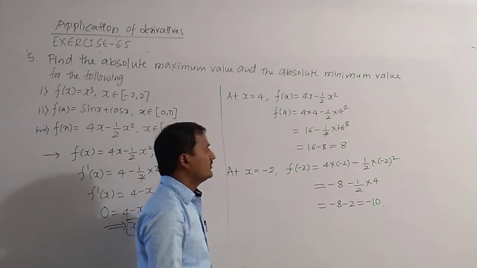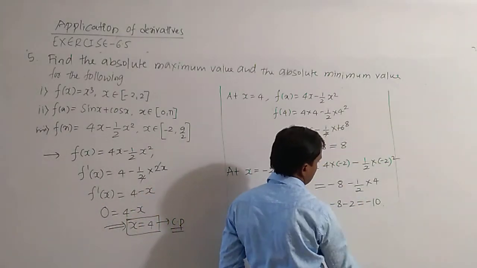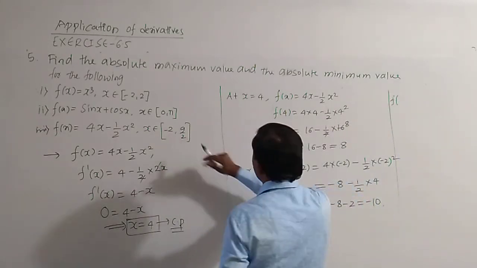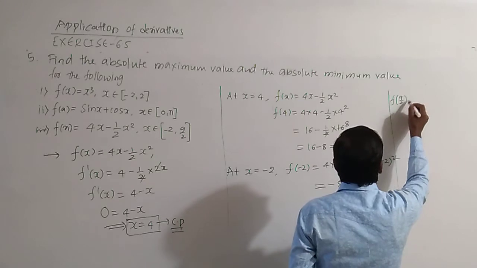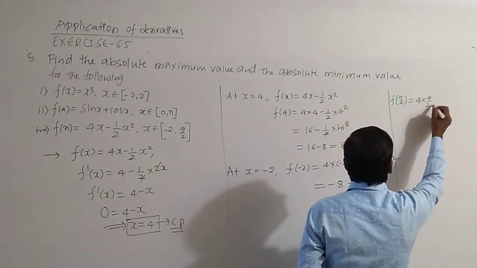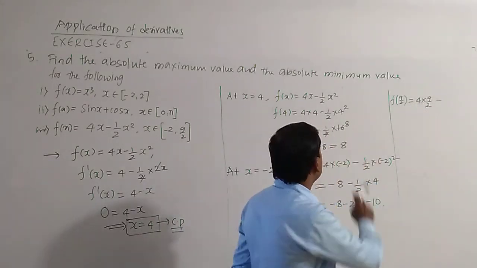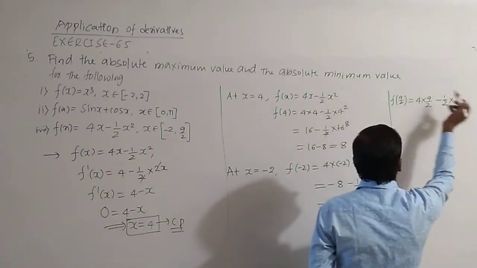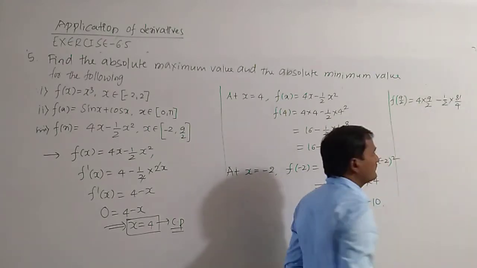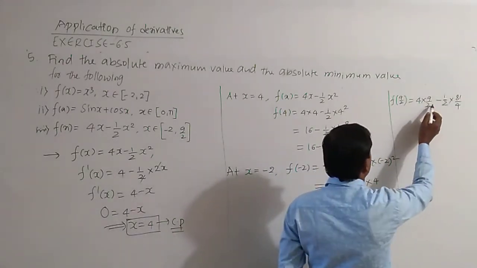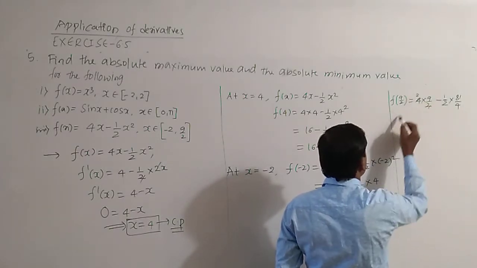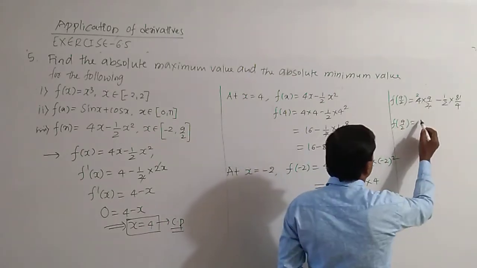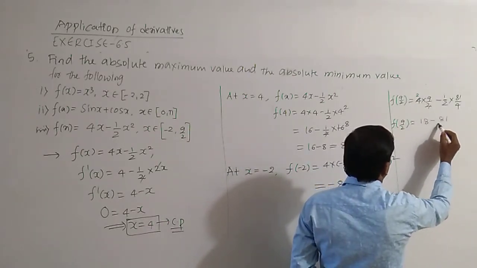Okay, so next we'll find the functional value at the end point, that is 9 by 2. So f of 9 by 2 is equal to 4 into 9 by 2, minus 1 by 2 into x square. x square means 81 divided by 4. Okay, so now simplify. So here it is 2 1s are 2, 2 2s are 4, so therefore f of 9 by 2 is equal to 2 into 9, that is 18 minus 81 divided by 8.